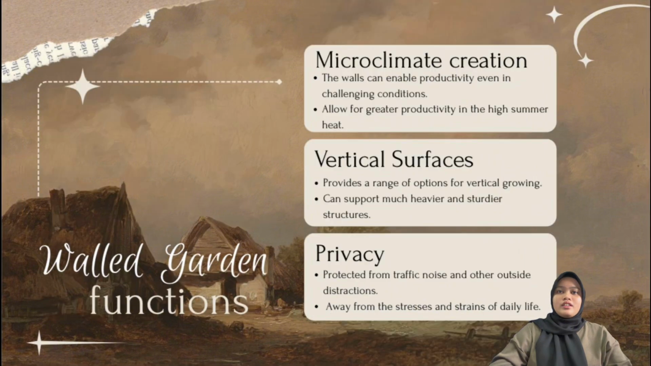And there are functions of a walled garden, such as microclimate creation, vertical surface, and privacy. For the microclimate creation, the wall can enable productivity even in challenging conditions. It can also allow for greater productivity in the high summer heat. For the vertical surface, it can provide a range of options for vertical growing and can support heavier and sturdier structures. And for privacy, it can protect from traffic noise, other outside distractions, and away from the stress and strain of daily life.